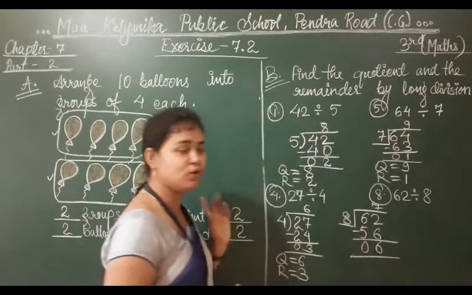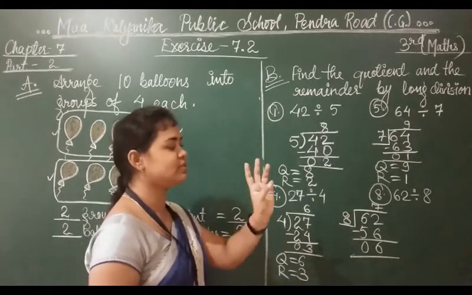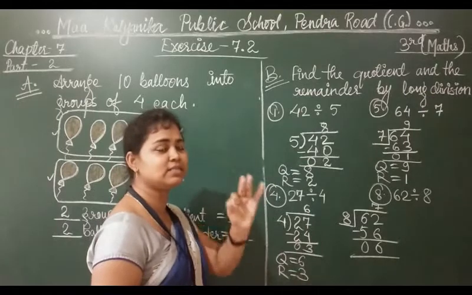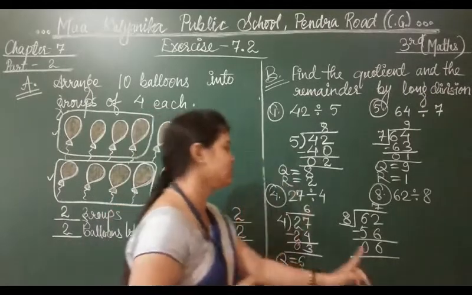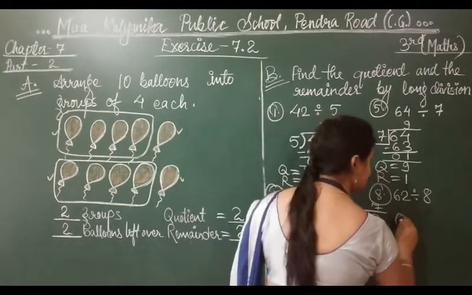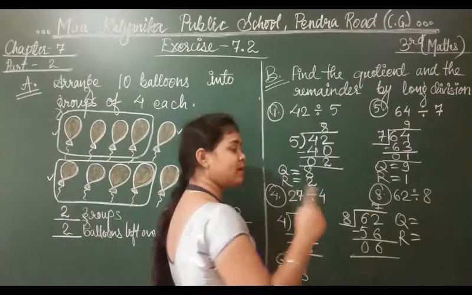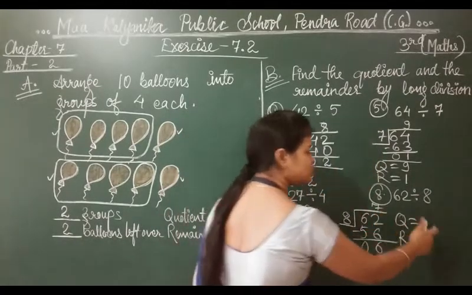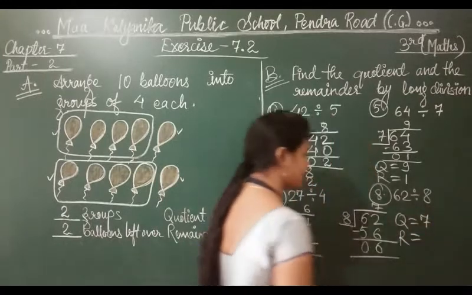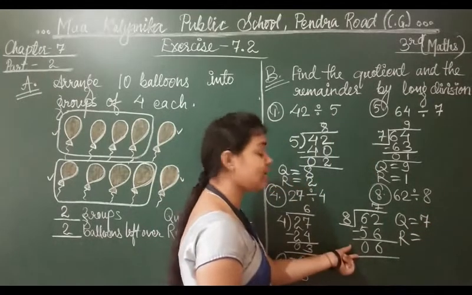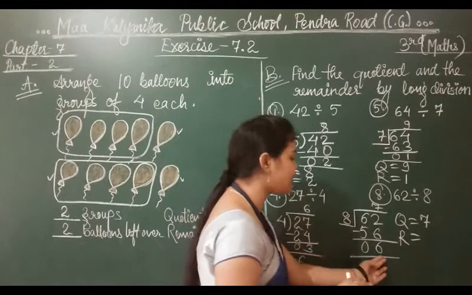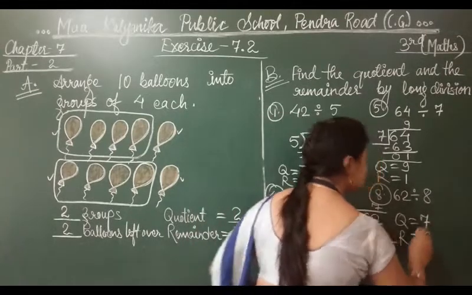Simply, yes or no? You can count also: 56, 57, 58, 59, 60, 61, 62. 6 is remaining. So you can write here Q and R. So what is Q here? The number written at the top. This is the quotient. Q is equal to 7. And the number which is left at the last is the remainder, that is 6.